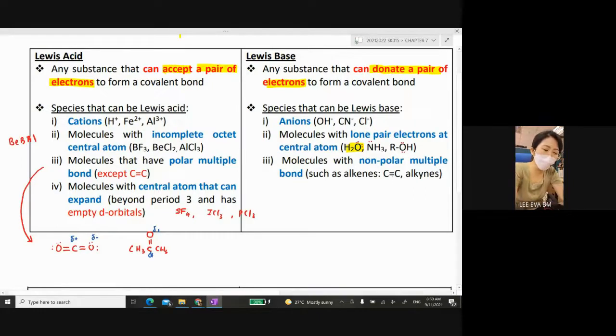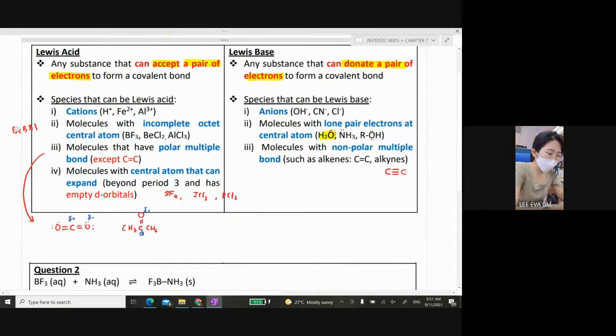And lastly, molecule with non-polar multiple bond, such as alkene, alkyne. So alkene C=C, this one is non-polar because same atoms, right? And then alkyne is a carbon-carbon triple bond. So when you see carbon-carbon double bond, carbon-carbon triple bond, that means it has a lot of electrons. Electron density is very high. It can donate electron. Therefore, Lewis base.